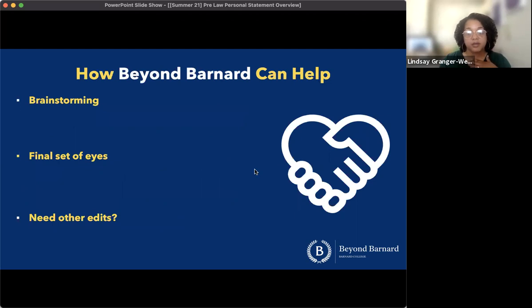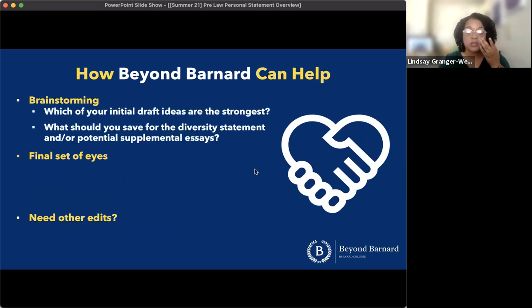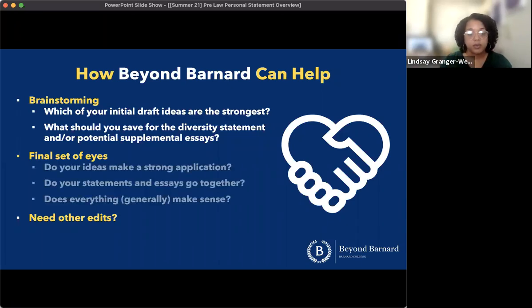And so how Beyond Barnard can help you through this personal statement process is really thinking through a lot of the brainstorming. So talking through maybe some of the responses to the brainstorming questions that were up a little bit earlier, helping you decide which draft ideas may be the strongest ones for you to tease out more. Also, thinking through what you could save for later. And then we can be the final set of eyes.